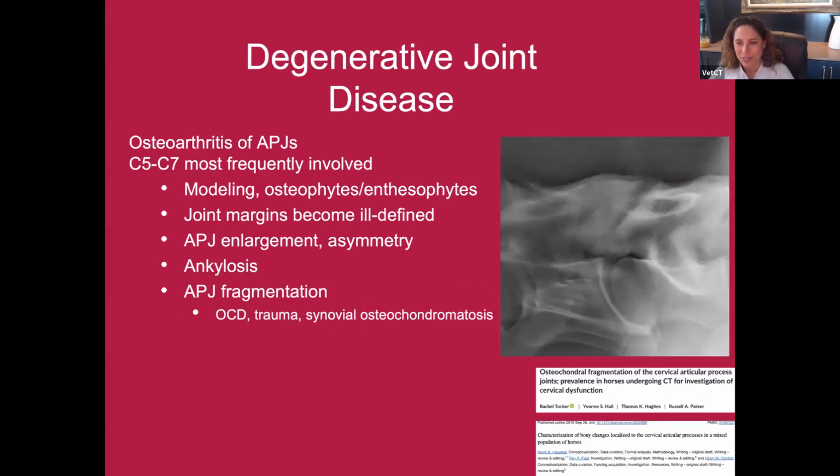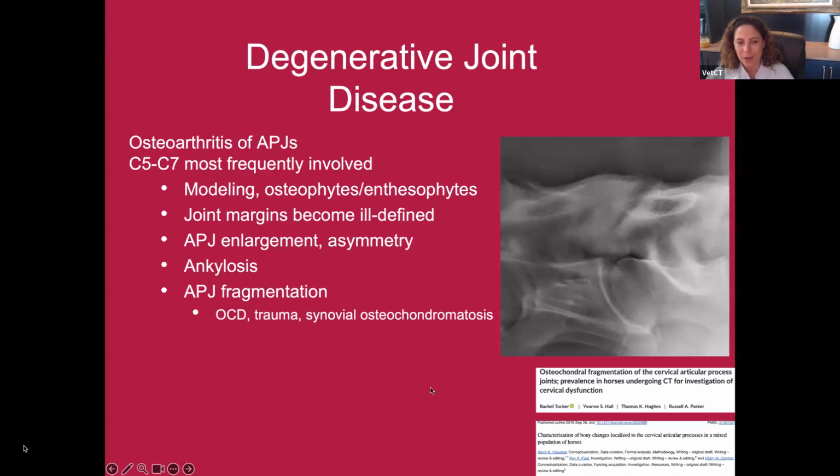Okay, degenerative joint disease. In my practice, this is far and away the most common pathology that I'm seeing. This is basically osteoarthritis of those joints, just like arthritis of any other joints, but this affects the articular process joints of the neck. The most frequently affected area in horses is C5 to C7, so it tends to occur caudally.